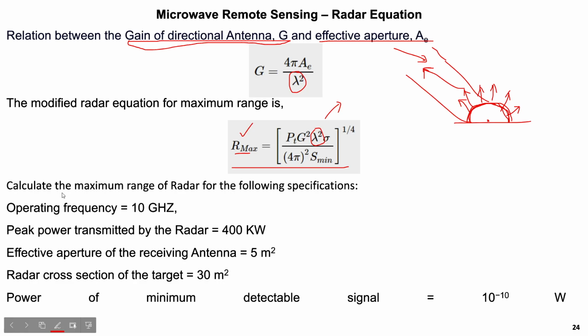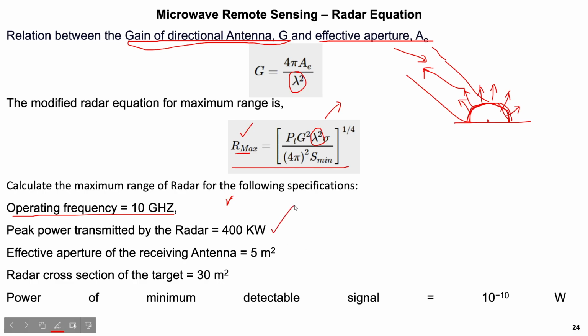Now we can solve this question. So we need to again calculate the maximum range, but here the operating frequency is given. So frequency is related to the speed of light and wavelength. So we will be able to find out what is the wavelength that's used.